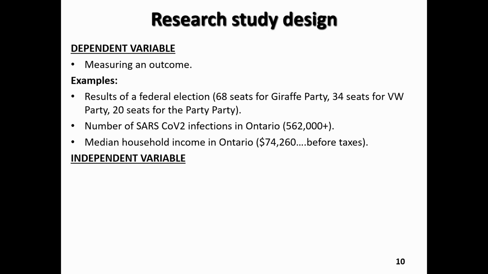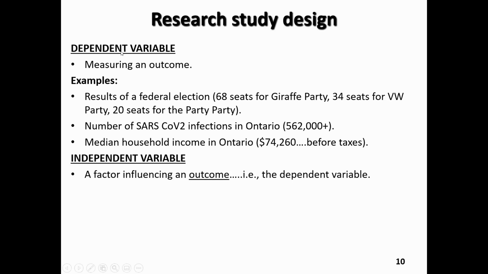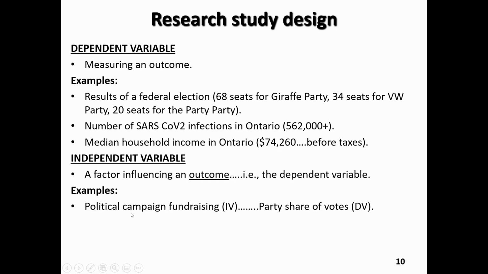The independent variable is a variable that will influence the outcome. So the dependent variable, in this case the outcome, will depend on the independent variable. And so some examples of this include political campaign fundraising. That would be the independent variable in this research question. The outcome would be the party's share of votes, or the dependent variable.